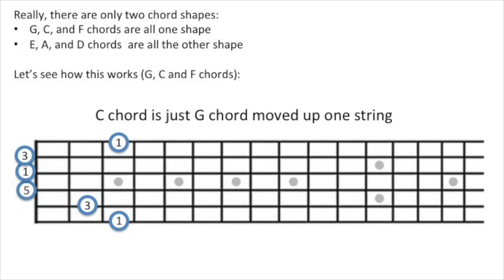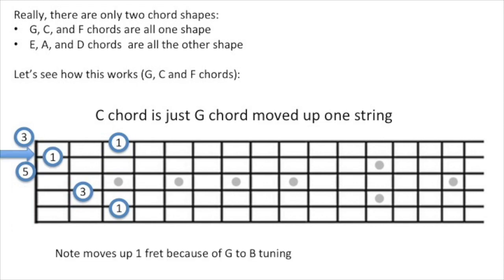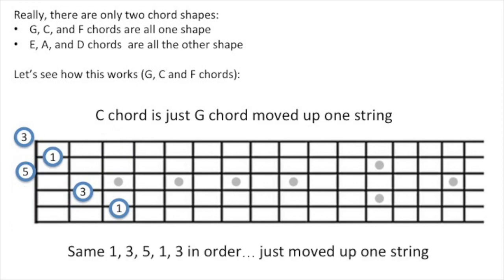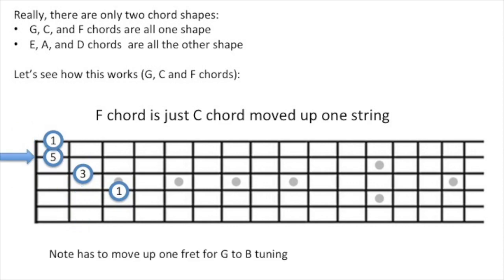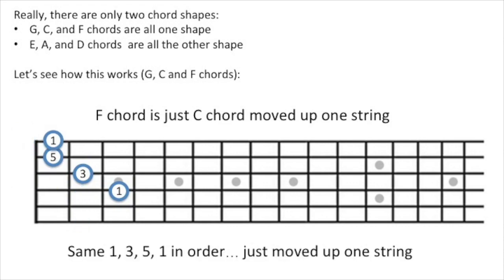The C chord is just the G chord shape, moved up 1 string. Of course the note on the B string had to be moved up because of the G to B tuning. So, the 1-3-5-1-3 pattern is exactly the same, but shifted up a string. The F chord is just the C chord shape, moved up 1 string. Again, the B string note had to be moved up 1 fret. We have the same 1-3-5-1 pattern, but shifted up 1 string.